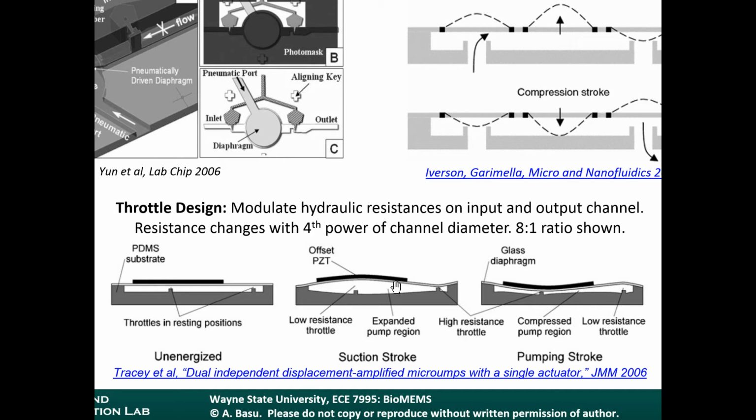So when the PZT contracts, it's going to cause the diaphragm to bend upwards, that will open up this portion of the chamber volume and close this portion of the chamber volume. And when it deflects in the opposite direction, the opposite thing will happen. This will block this post here and leave this post open. Right, so these posts are acting as a valve.